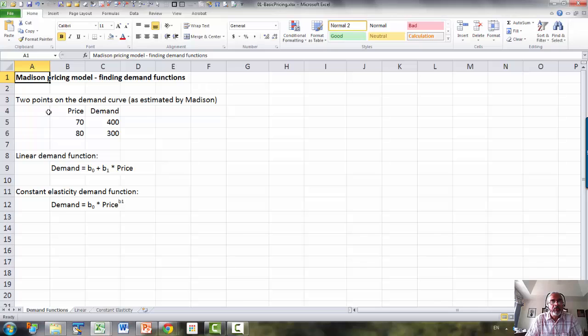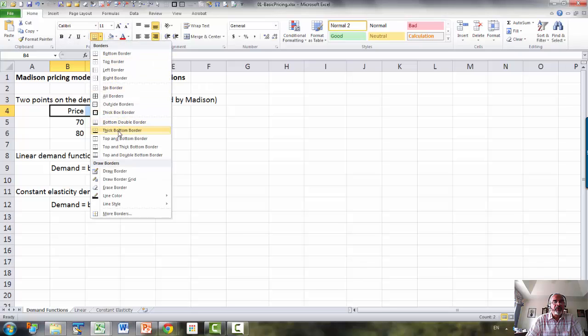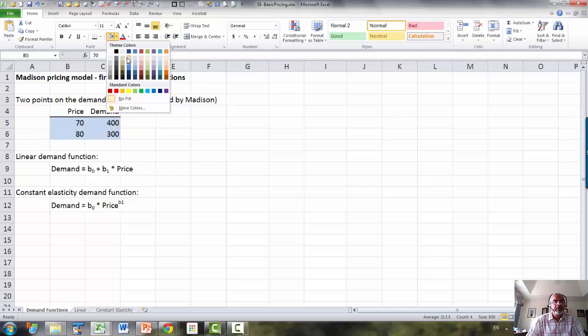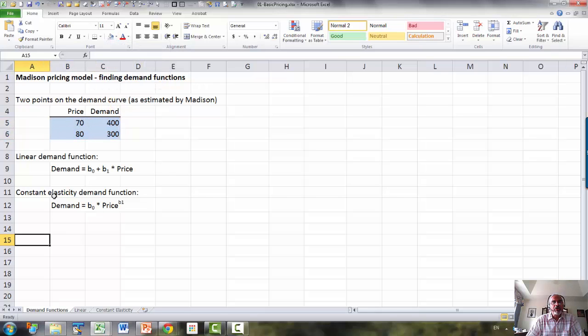Here we are given 2 points on the demand curve. So we have price and demand, and from past records this is given. This is input. We want to try two different functions, a linear demand function and a constant elasticity function. So we can now plot these 2 points, with demand on the y-axis, price on the x-axis. We'll first plot demand.